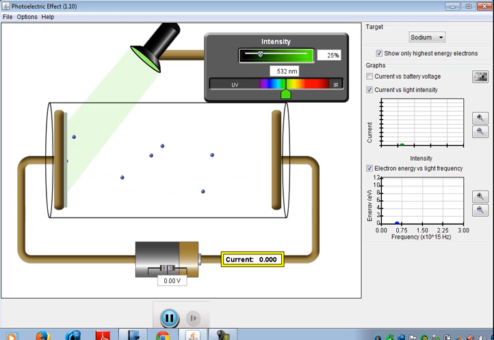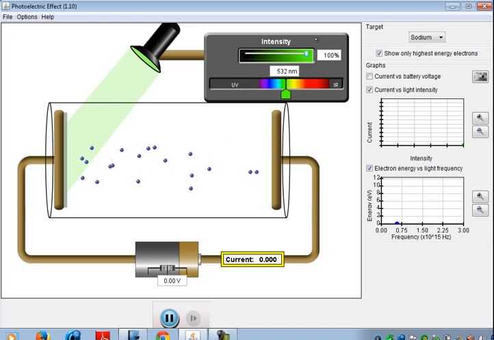So crank up the intensity. Much brighter green light. And the number of electrons ejected per second increased dramatically, as was measured by a great increase in current at the other plate. So this again is consistent with the particle nature of light. Increased intensity, more particles hitting the surface per second.